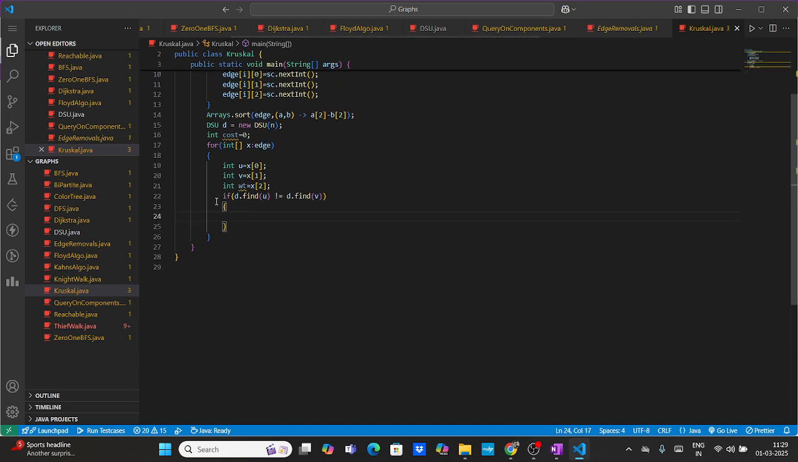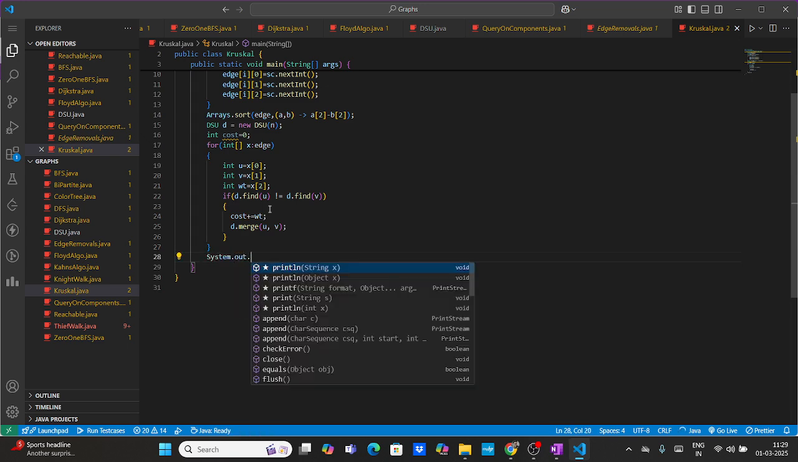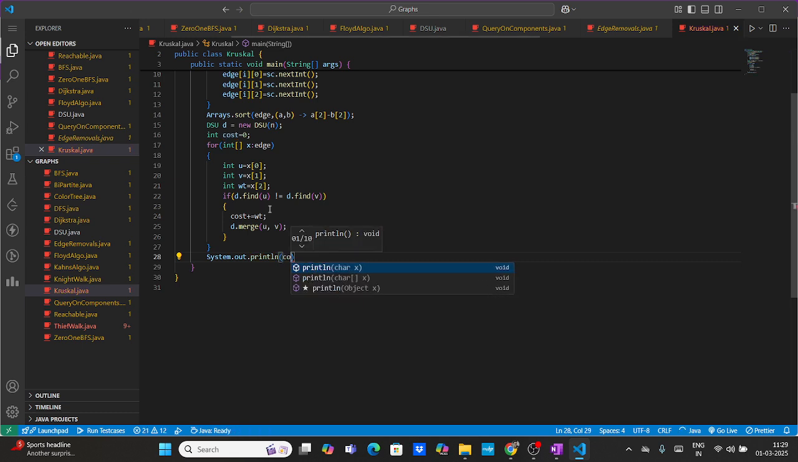what does this mean? If they are not in the same component. Okay, and what do I need to write after this? Merge. Print cost. Okay.